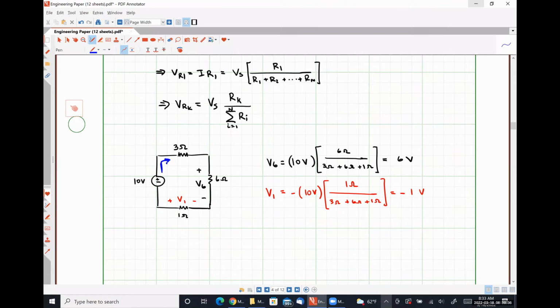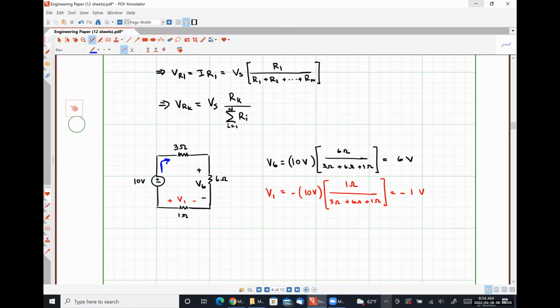Okay, so if you have a known voltage, assume the current is leaving the positive polarity terminal of that known voltage. If the current's flowing into the positive polarity terminal of the resistor that you're interested in, you get a positive result. If the current's flowing into the negative polarity terminal of the resistor that you're interested in, you get a negative result, which is exactly what we've seen in all the examples we've worked in this class.